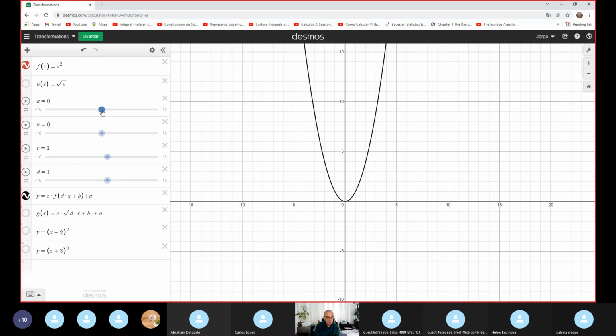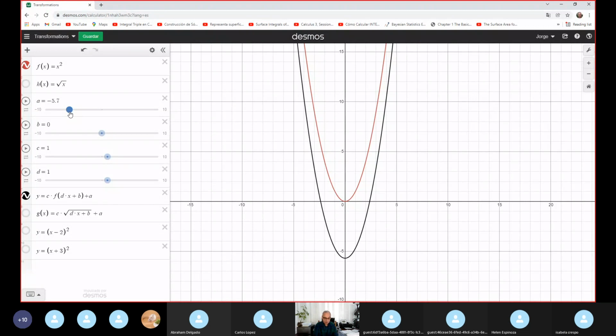However, if you apply A equals something positive number, look at what happened. This is what the name of this transformation is: vertical shift. In what direction? Upward, because A is positive. Si A is negative, downward. No problem. Do you understand very well this?